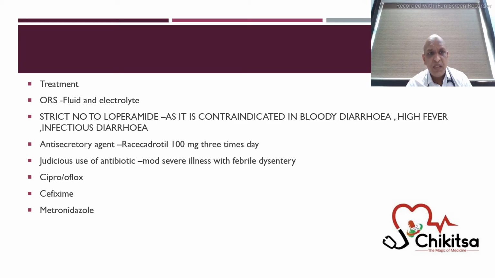Judicious use of antibiotics is to be done in moderate to severe illness, or when there is a febrile dysentery. You can use ciprofloxacin, ofloxacin, cefixime, cefpodoxime, and you can add metronidazole to that if you are suspecting Entamoeba. So these are the antibiotics you can use when there is a moderate to severe illness.